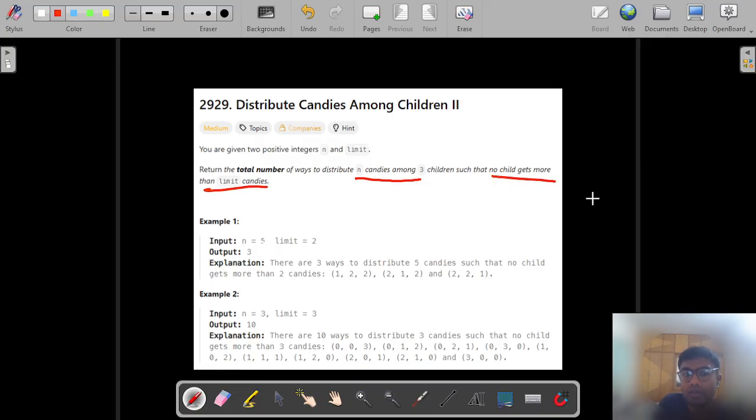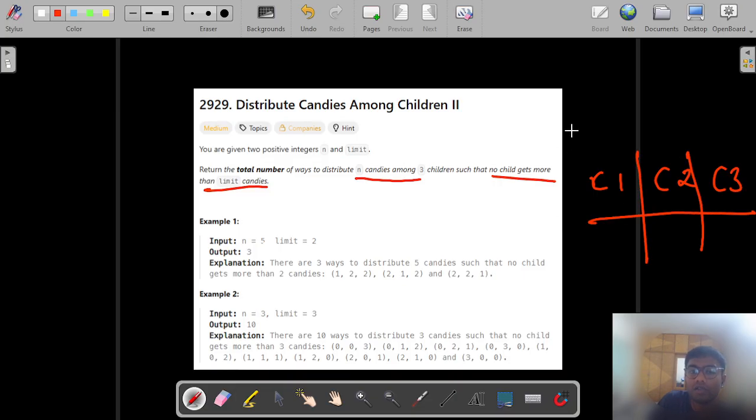So let's say if there are three children, child 1, child 2, child 3, what are the different ways that we can distribute n candies? And limit is something which defines what is the maximum number of candies that each child can get. Okay, so in this case we have a limit of 2 and candies is equal to 5.